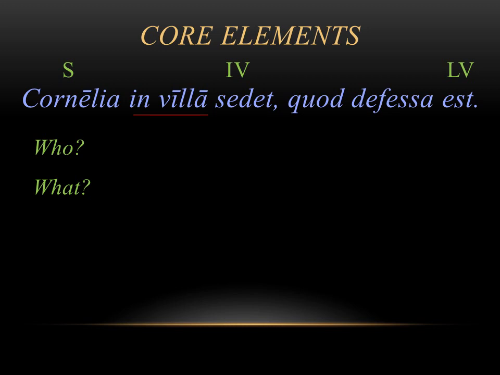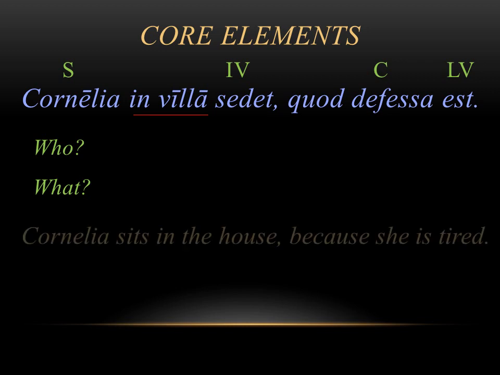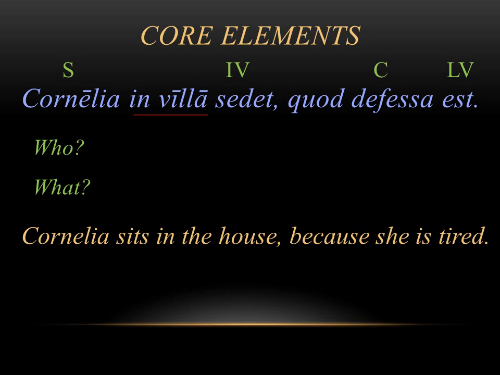The second part we need to look at is quod defessa est, because she is tired. And we have to find the verb again. In this case, it's a linking verb, the verb to be, which is est. So we mark it with an LV. And remember, whenever you have a linking verb, you want to look for a complement. In this case, it's defessa. It's the adjective that describes Cornelia. Cornelia is tired. That's the complement here. When we put it all together, we get Cornelia sits in the house because she is tired. That sentence has an intransitive verb in sedet, a linking verb with est, and a complement in defessa.